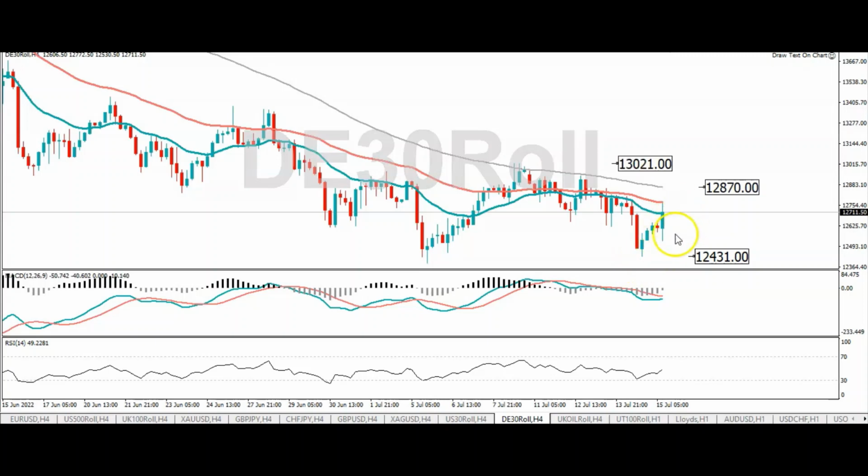Looking at the price action in the last 12 to 16 hours, we can see the market has rebounded somewhat. We can also see a steady decline in negative momentum on the MACD indicator, suggesting that the bears are no longer as influential as they once were. If we do see a continuation in the upward move in the DE30, it might encounter resistance from this simple moving average here, which comes into play at 12,870, and a break above that could see a target 13,021.